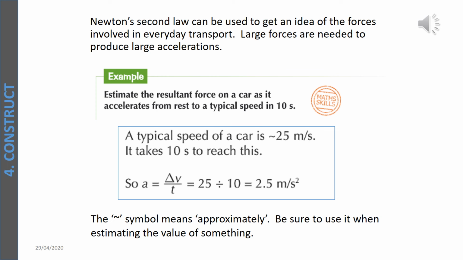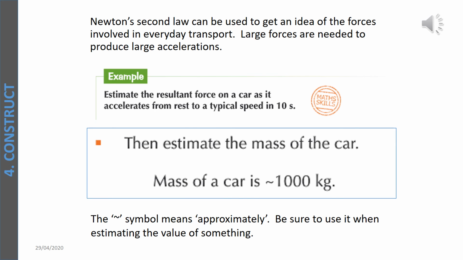This is where you need to know your typical speed of a car. And your typical speed of a car is approximately 25 meters per second. If it's taken the car 10 seconds to reach this speed, then its acceleration is 25 divided by 10, which is 2.5 meters per second squared.